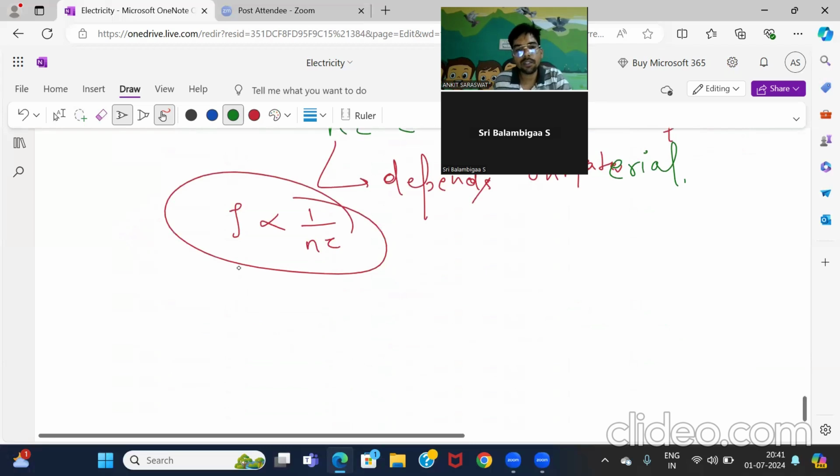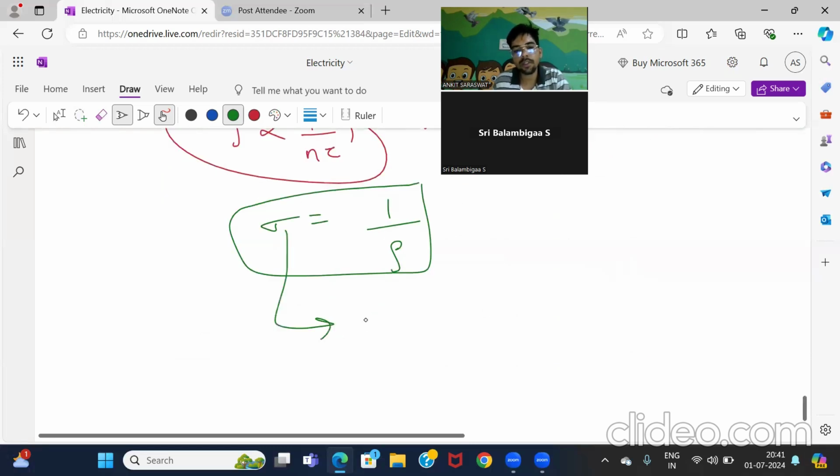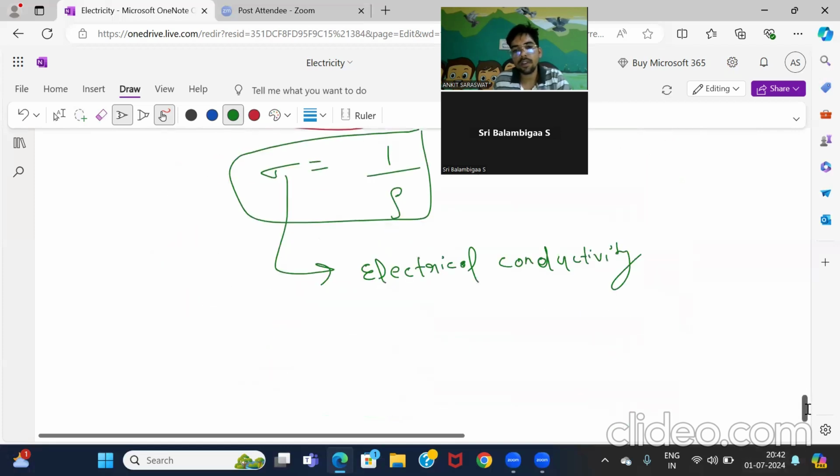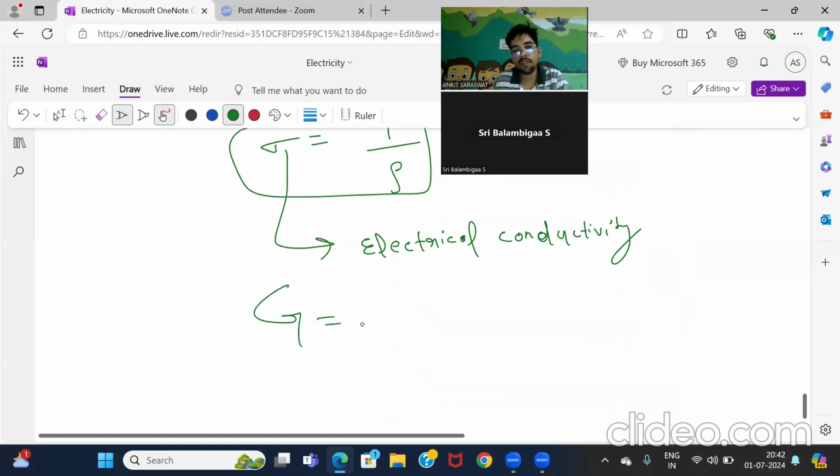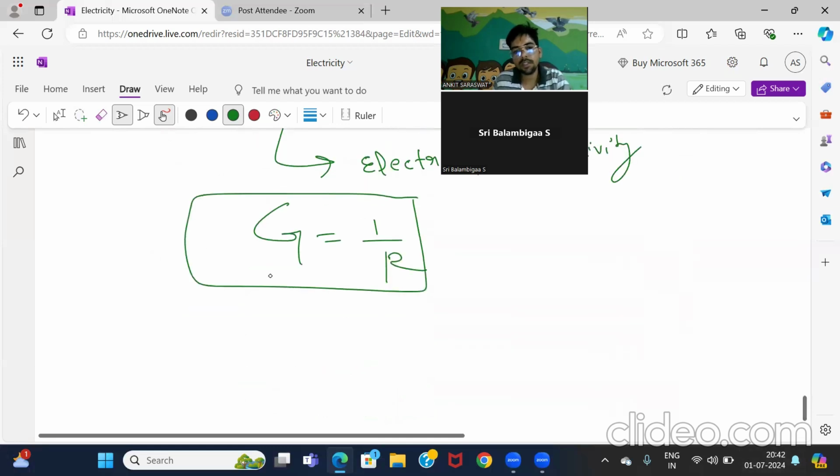Now what is conductivity? Sigma is equal to 1 upon rho, the reciprocal of resistivity. This is electrical conductivity. Sigma is electrical conductivity. This question they are asking for 1 mark: if rho is more, then sigma is less or more? Electrical conductivity is the reciprocal of resistivity. Clear? Similarly, G is equal to 1 upon R. What is that? G is conductance, the reciprocal of resistance.